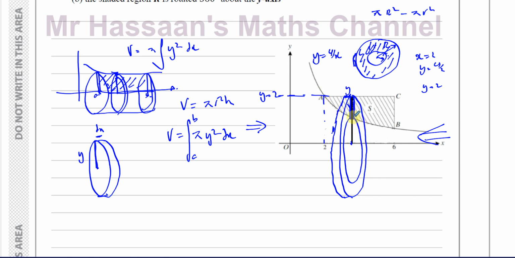We know this line is y equals 2, but let's call it y1, and let's call this y2. So the area of this cross section would be given by pi times y1 squared minus pi times y2 squared. Then that has to be multiplied by how thick this cylinder is for the volume, which we're going to call a small amount in x, dx.